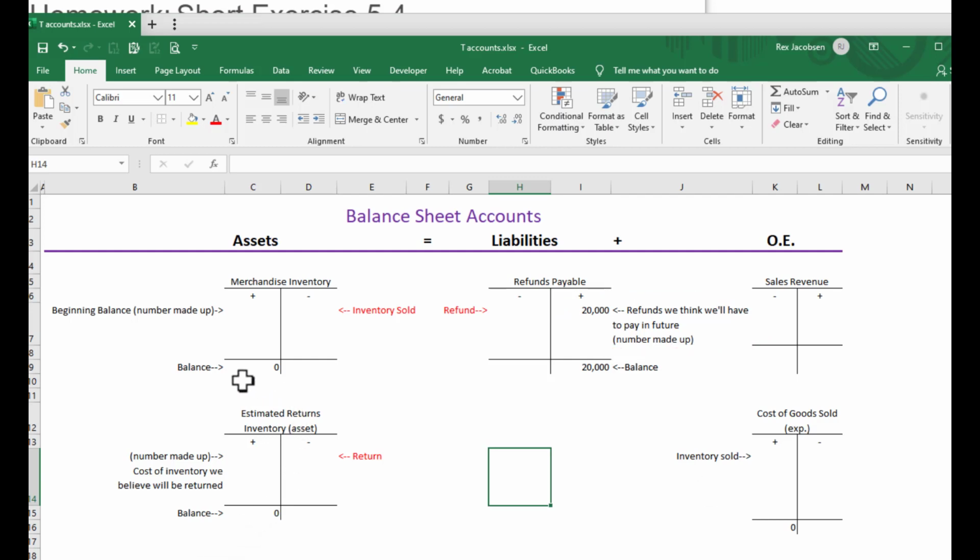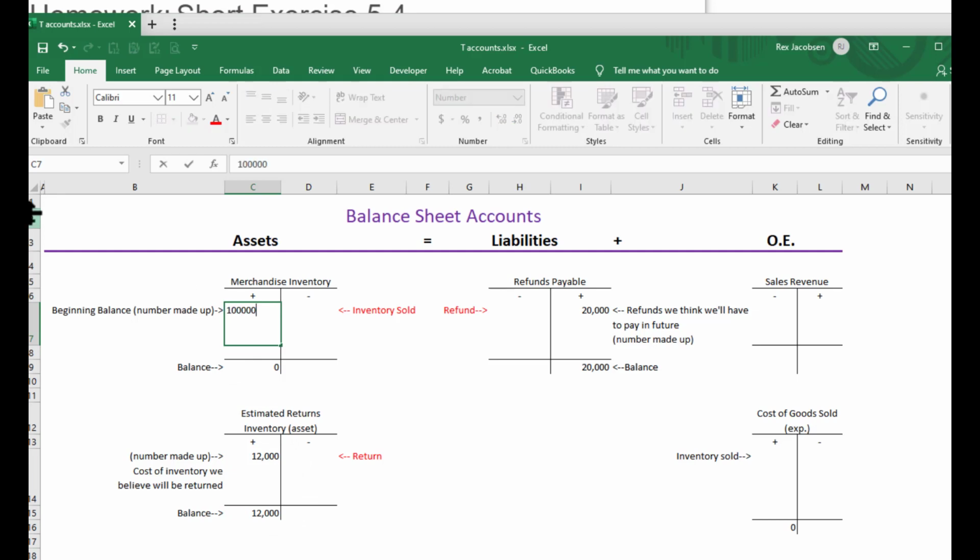Second, let's assume that in the estimated returns inventory account, at the end of the previous accounting period, the seller estimated that the inventory that will be returned to the seller cost the seller $12,000. Again, I'm just making up this number to help us understand this homework problem. And finally, let's assume that the inventory account that the company had available to sell cost $100,000. Again, that's a number I'm just making up.